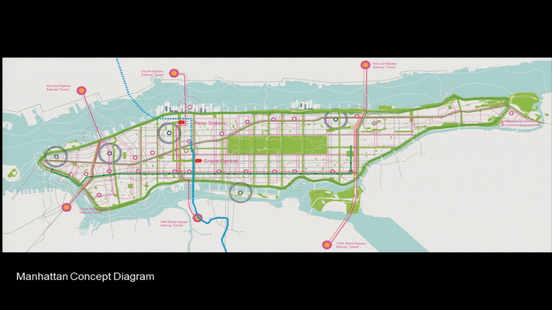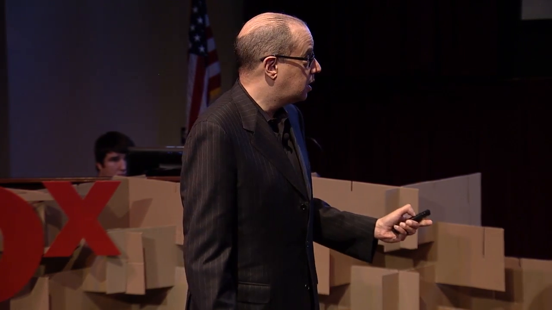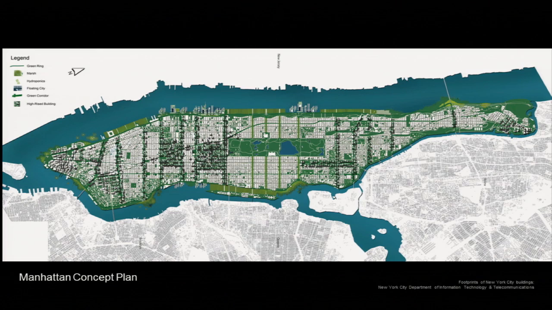So here's an example of a project, and this is the concept diagram, that looks at an urban condition holistically and uses these climate changes as a trigger mechanism to explore more deeply what the form and content of the city might be.